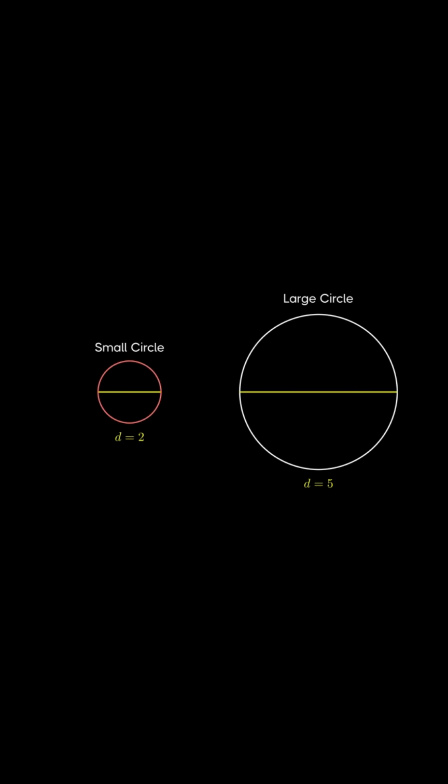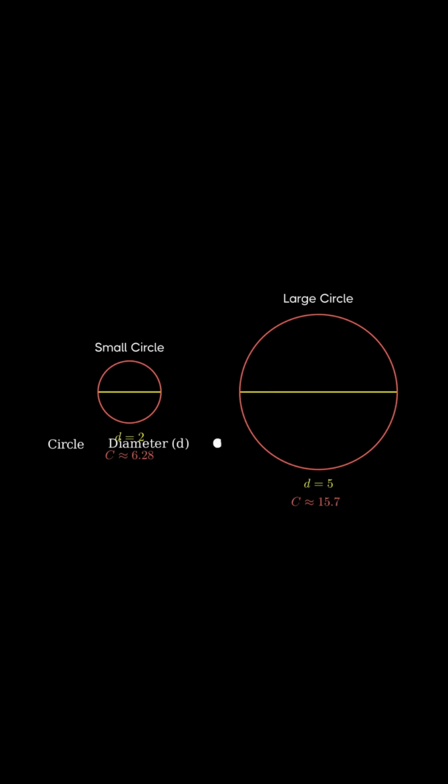For the small circle, we can calculate the circumference using the formula c equals pi times d, where d is the diameter. With a diameter of 2, the circumference is approximately 6.28 units. For our large circle with a diameter of 5 units, the circumference is approximately 15.71 units. Again, we're using the same formula, c equals pi times d.